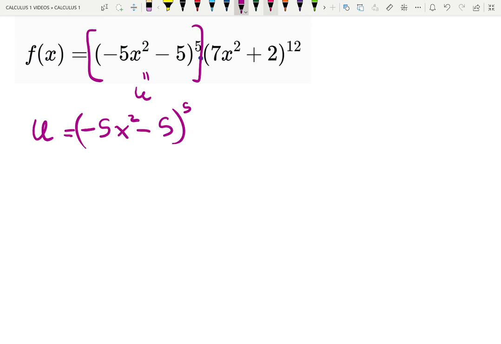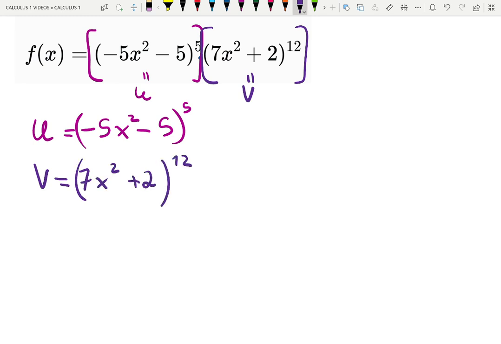The second function, let's call it v. v is 7x squared plus 2 raised to the 12. As you can see, each function will require chain rule to differentiate because each function has a function inside. And both of them use power rule first. Since we're working with the product of two functions, we will have to use product rule.